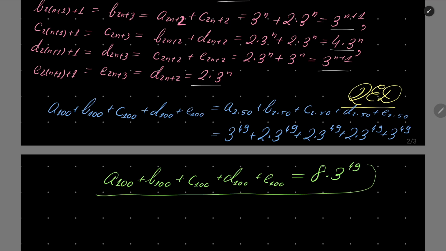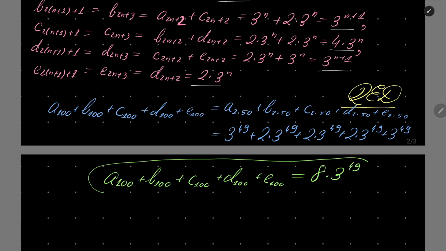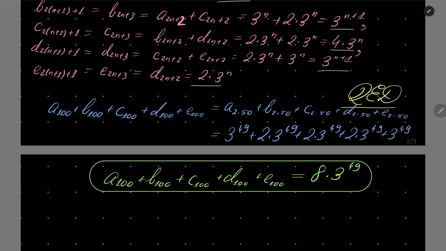And that is our answer, because it's the total number of 100-digit numbers which end either in 1, 3, 5, 7, or 9, and whose digits differ by 2. Every 2 digits differ by 2. 8 times 3 to the power 49. Quite a large number, I say.